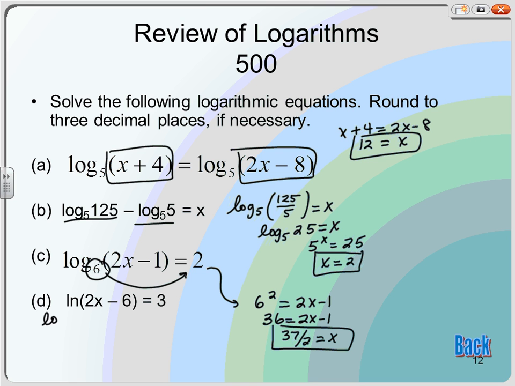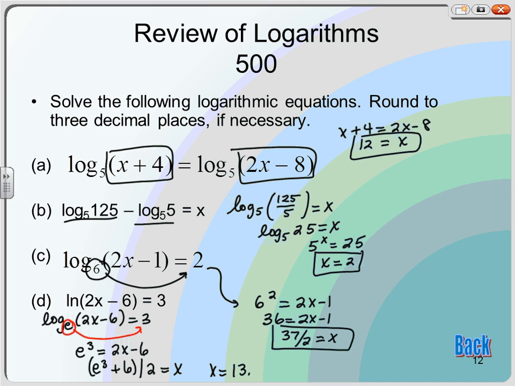And the last one, this natural log, is really log base e. So I like to rewrite, because I like to use that trick. So e raised to the other side equals 2x minus 6. So it's e cubed equals 2x minus 6. So it's going to be e cubed plus 6, all of that divided by 2 equals x. You could leave your answer like that, and if it was a multiple choice type question, that would be the answer probably. Or you can round to 3 decimal places, so it's better to do that. So that would be x equals 13.043.